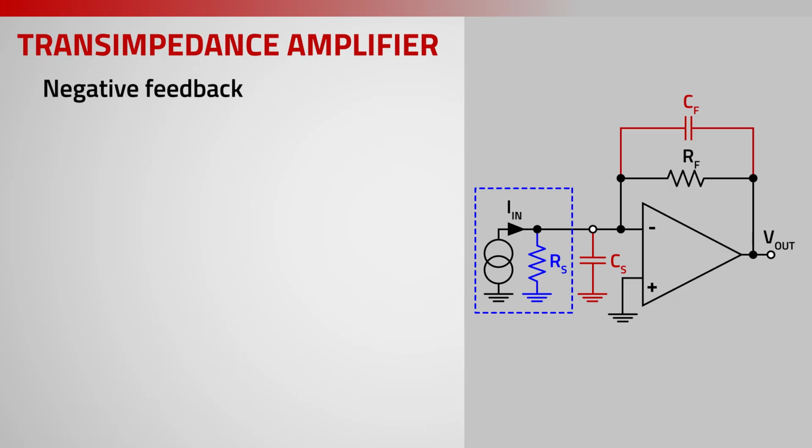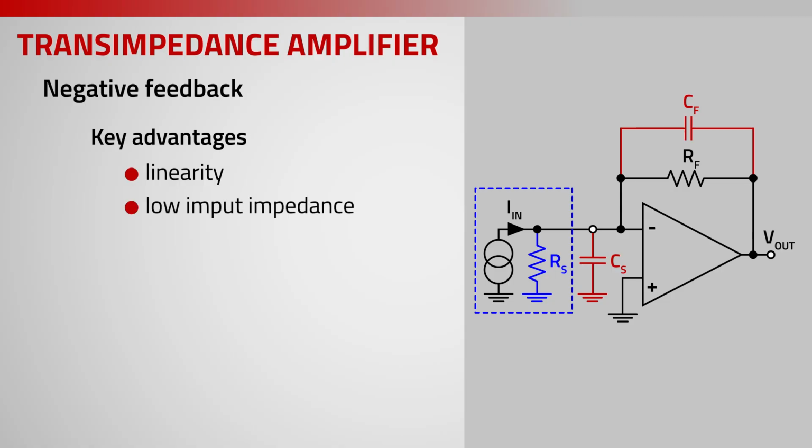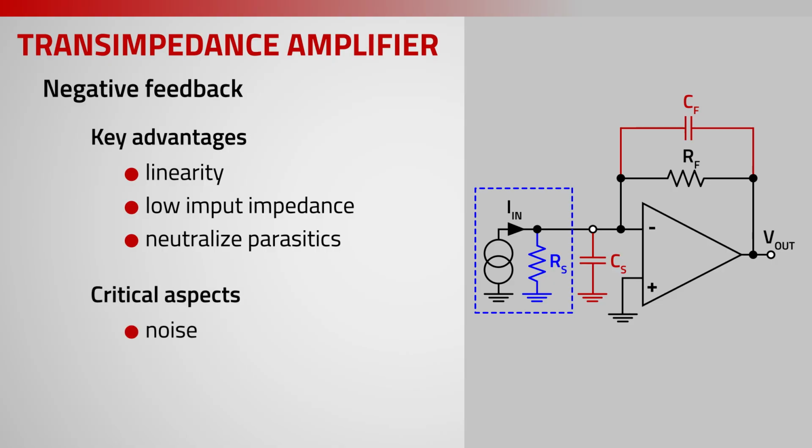The most common type of front end is a negative feedback amplifier, the transimpedance amplifier, that provides several advantages: the linearity in the conversion from charge to voltage, low input impedance thanks to the negative feedback, and neutralization of some parasitics connected to the input node. However, there are some critical aspects, such as the stability and the sensitivity to the input impedance.